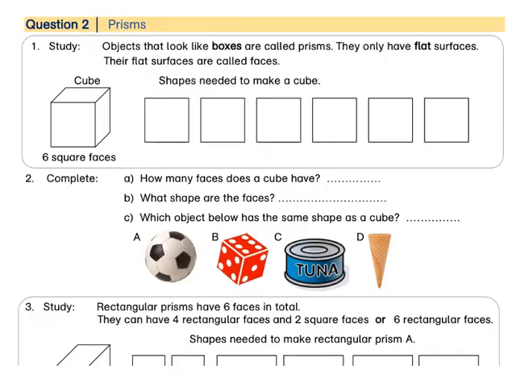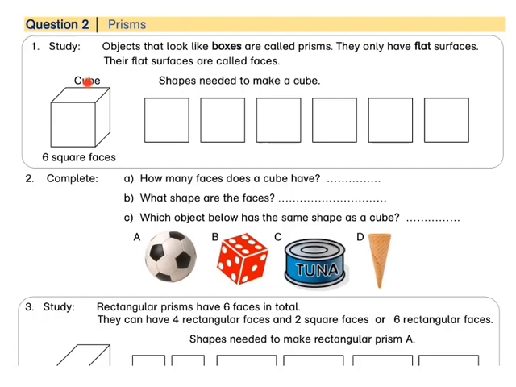Question 2, Prisms. Let's study. Objects that look like boxes are called prisms. They only have flat surfaces. Their flat surfaces, such as that and that and that, are called faces. So from now on, we are going to call the flat surfaces of these objects faces.